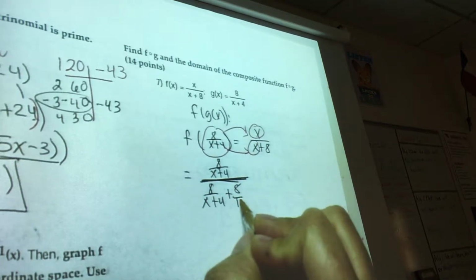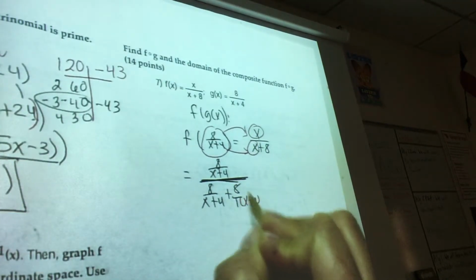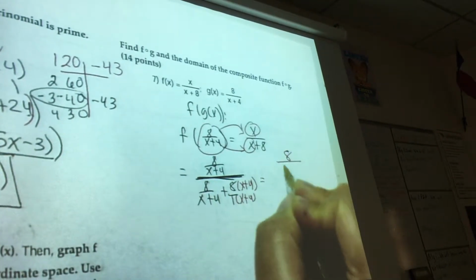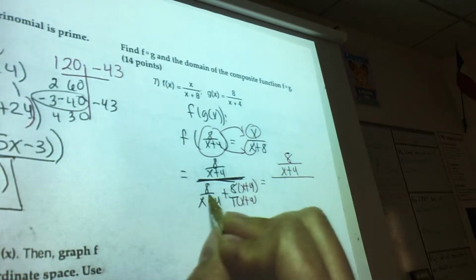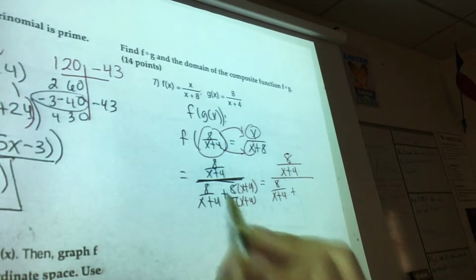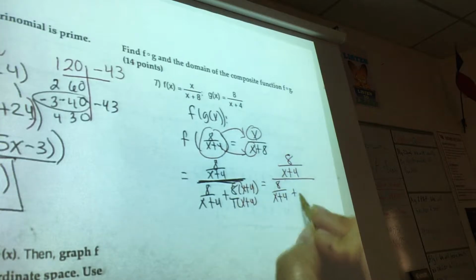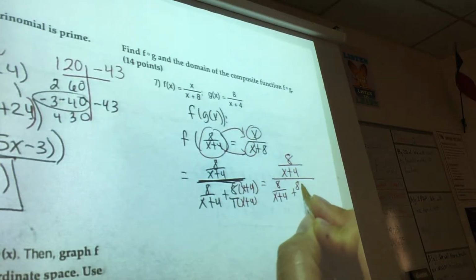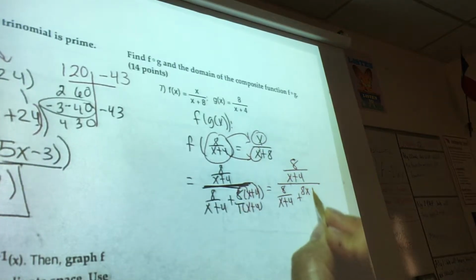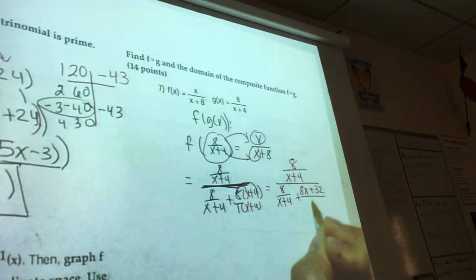No. I have to multiply this by x plus 4 over x plus 4. When I do that, the first one stays the same, but the second one now becomes 8 times x, which is? And 8 times 4, which is? Okay, over x plus 4.